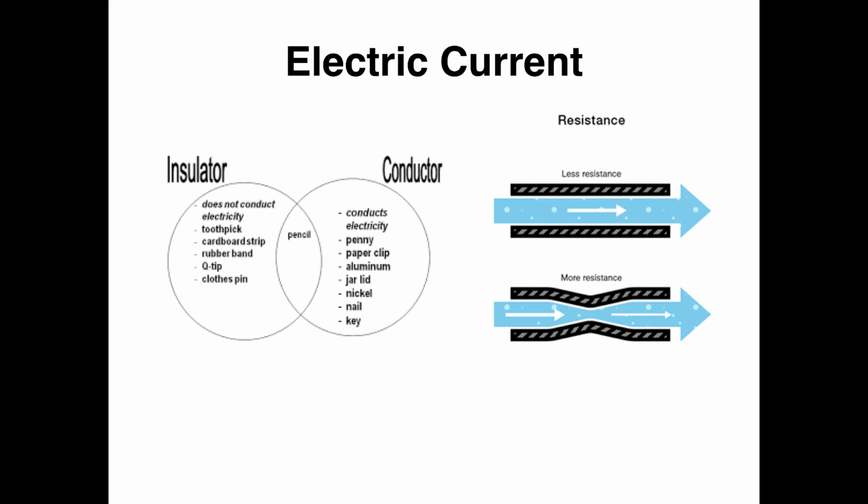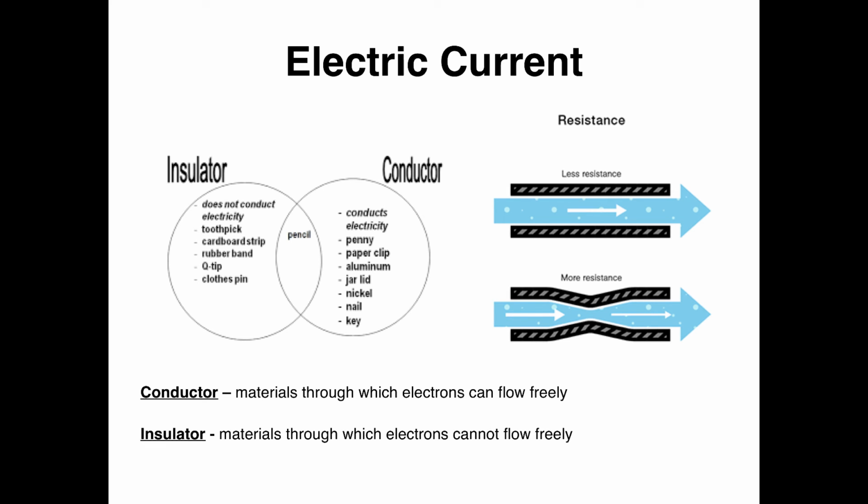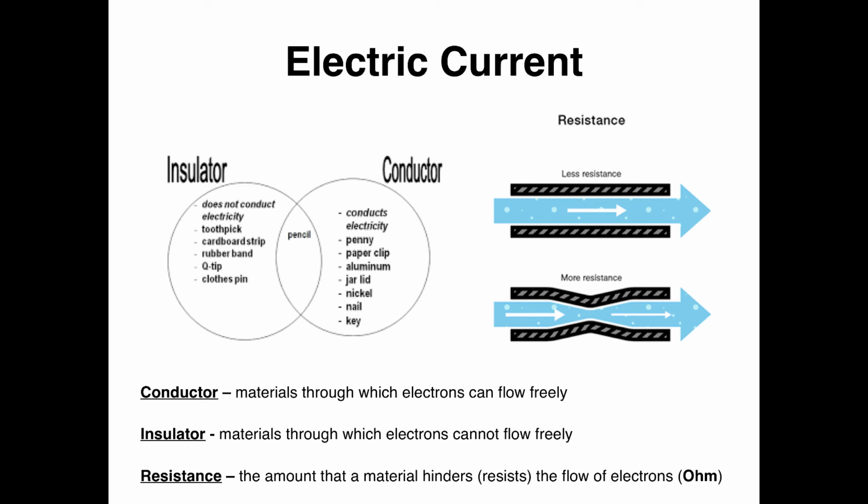And you may have heard of the concept of a superconductor. A superconductor is a material that has virtually no resistance to flow. And that would be something very valuable if we could develop one that didn't require super cold temperatures. So a conductor is a material through which electrons can freely flow. An insulator is a material in which electrons cannot necessarily flow. And resistance is the amount that a material hinders or resists the flow of electrons.